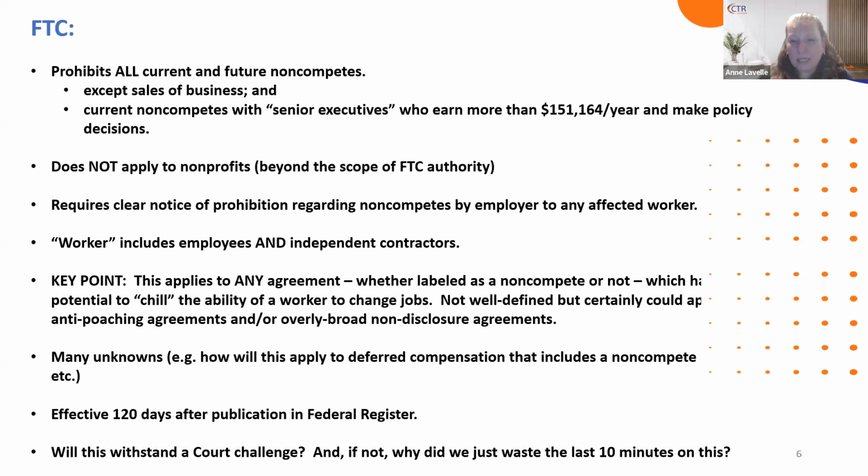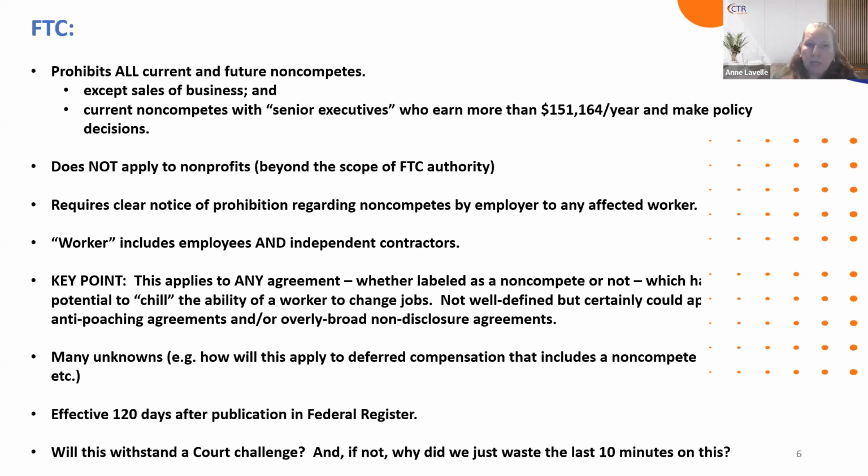If there's a current non-compete with what's called a senior executive who earns more than $151,164 and makes policy decisions, you can keep that non-compete. You can't have a new one in the future for somebody like this, but you can keep the one that you currently have with this person. Why the 151,000 and some change? You'll see the same number pop up when we talk about the FLSA. They're trying to align their regulations for anybody who's highly compensated.